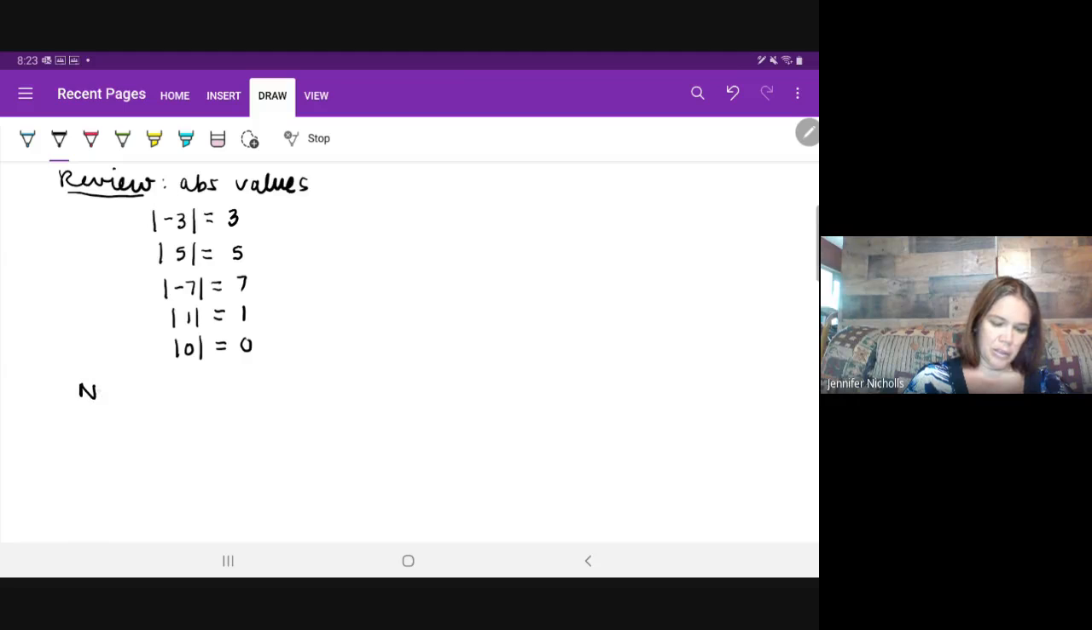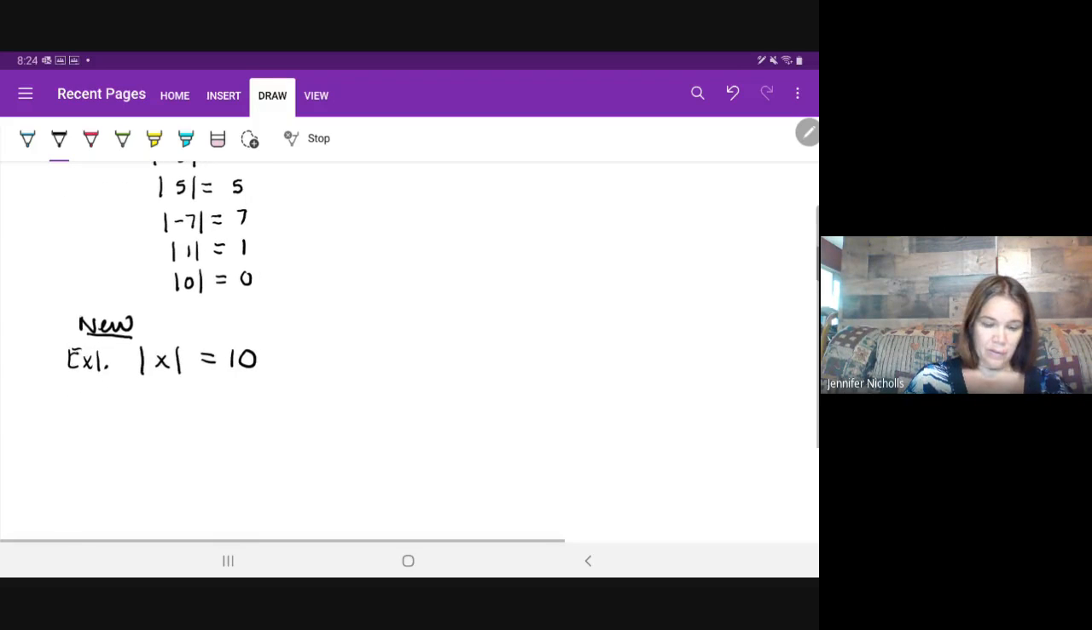So this is what's new. You're going to have an absolute value equals, let's say, 10. So this is example 1. It is required that you draw these 2 lines. These are going to be break lines. We'll call them split lines. So we're going to use the word split.